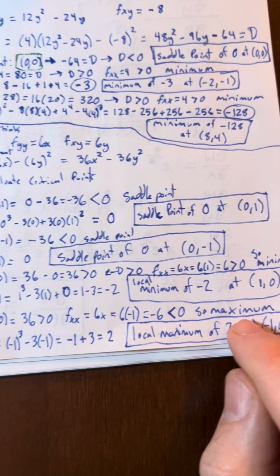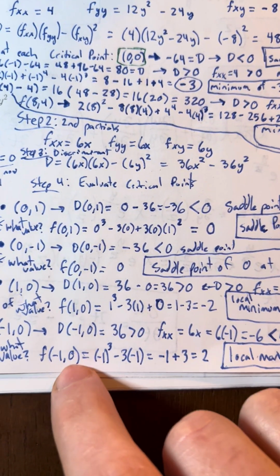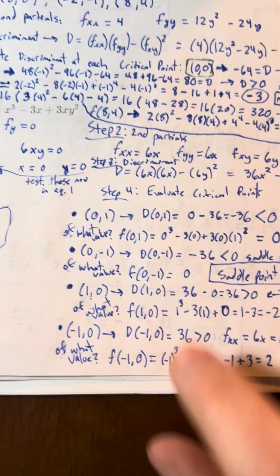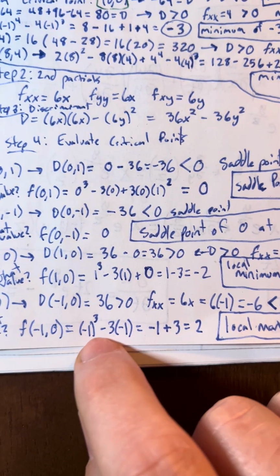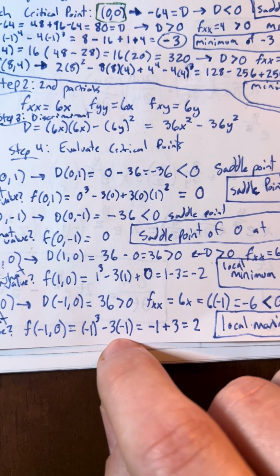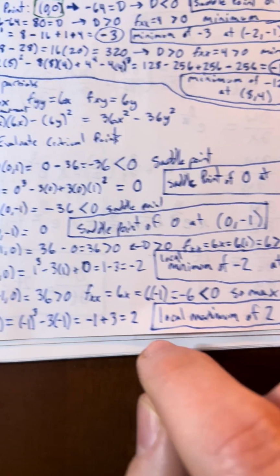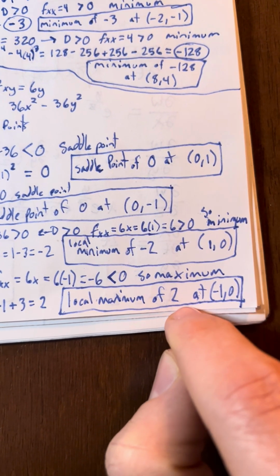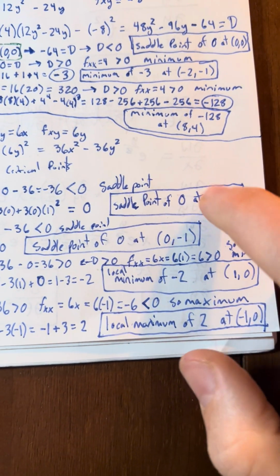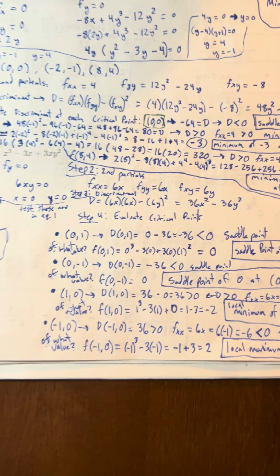So now we find out what value the maximum point is. F of (-1, 0): we plug minus 1 back into our original equation. We get minus 1 cubed is minus 1. Minus 3 times minus 1, well, that's adding the 3. So minus 1 plus 3 gives us 2. So we have a local maximum of 2 at (-1, 0). So you have the saddle points, you have a local min, and you have a local max, and that's how to solve it.